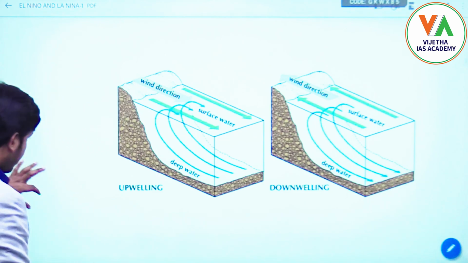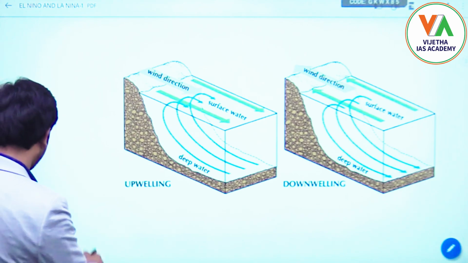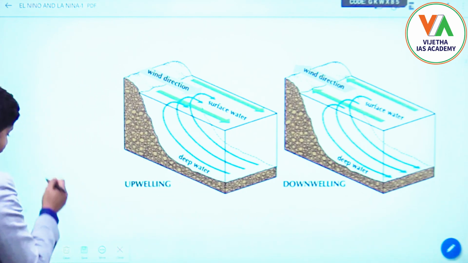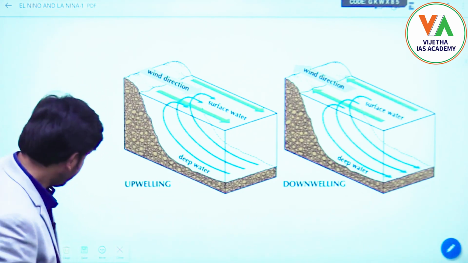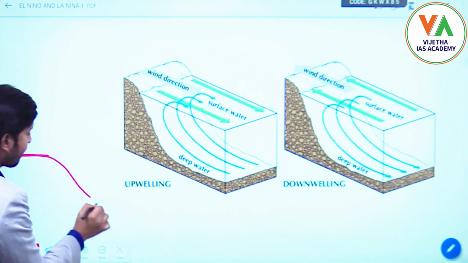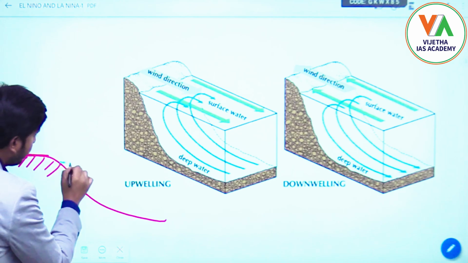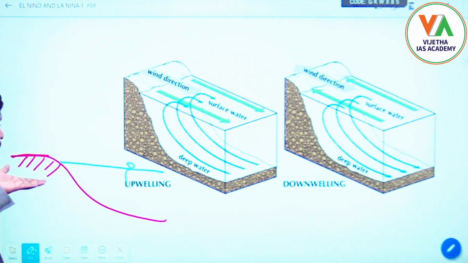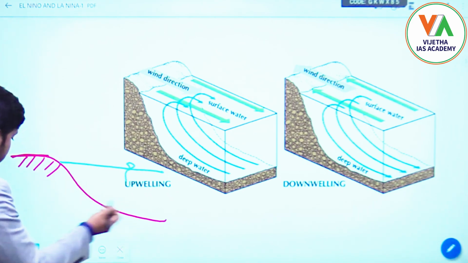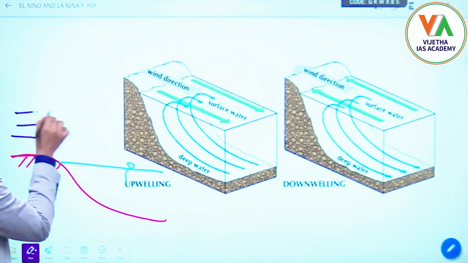So I'll draw a coastline. This is the coastline, and this is the ocean. Let us now take some winds that are blowing away from the coast, going from the coast towards the ocean.